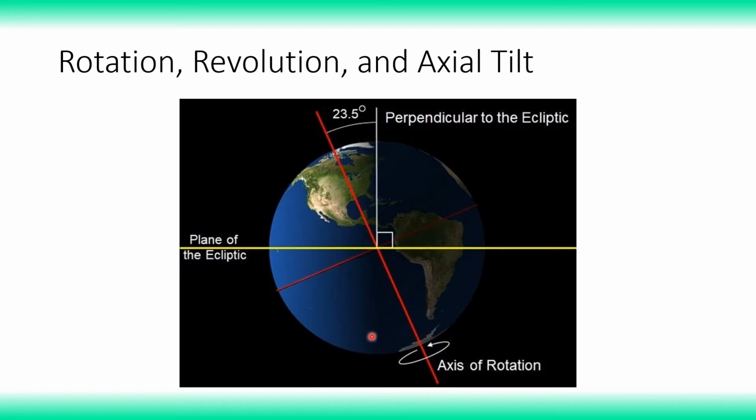So if it was this straight up and down compared to this yellow line right here. But that's not what we see. We see this red line as being the tilt of the Earth's axis. So the Earth's axis of rotation, the line around which the Earth spins, is tilted a little bit away from this straight up and down vertical perpendicular line right here. And that degree of tilt, that angle of tilt, is 23.5 degrees.